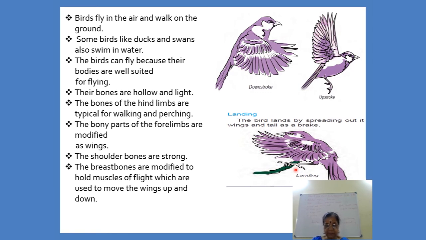Then upstroke, on the upstroke, the feathers twist and open. So air passes through, allowing the bird to lift its wings easily. And landing, the bird lands by spreading out its wings and tail as a brake. I hope you are able to follow this.